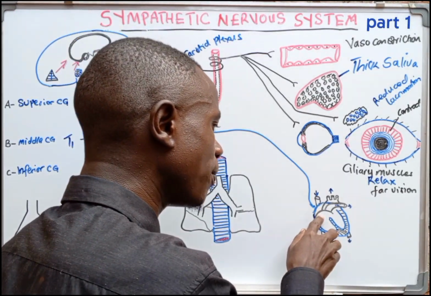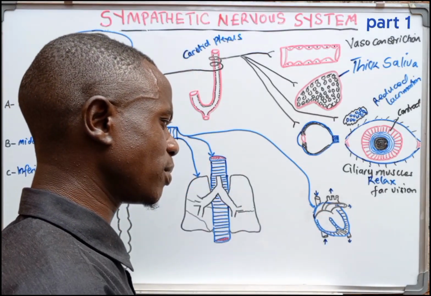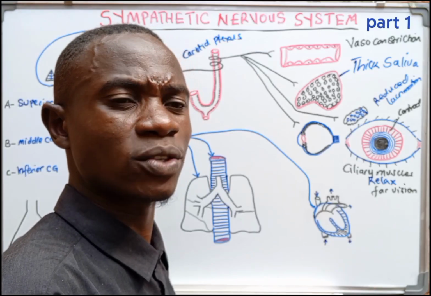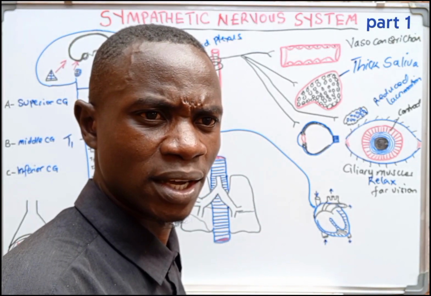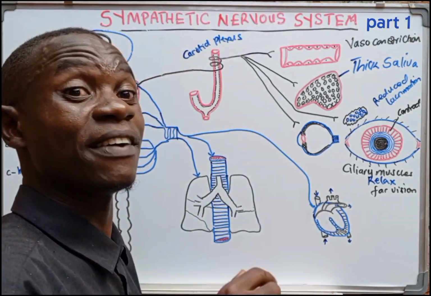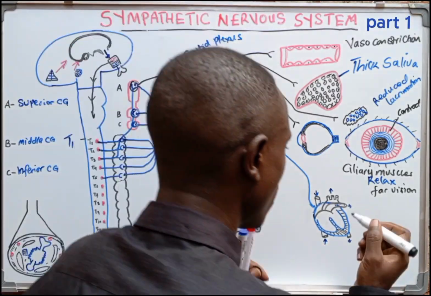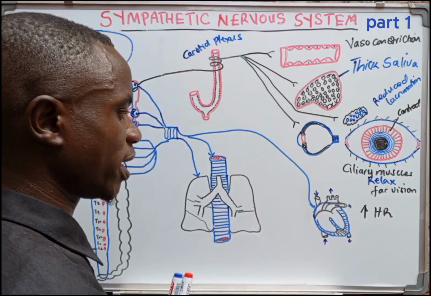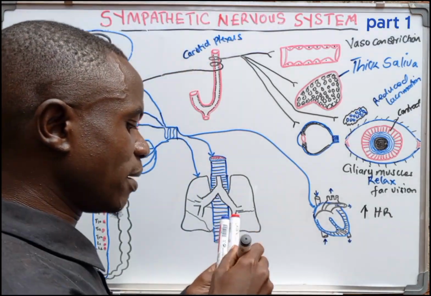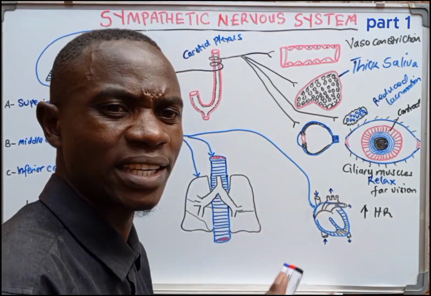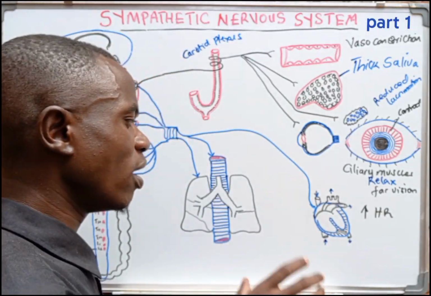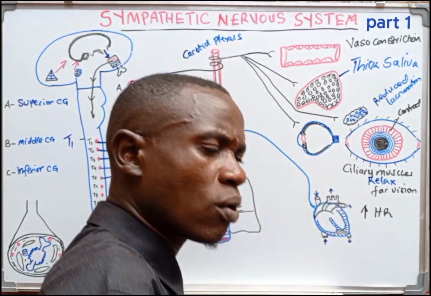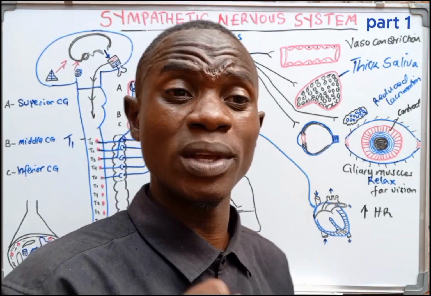Once the norepinephrine binds on beta-1 adrenergic receptors on the SA node, it increases the firing ability. It increases what we call the automaticity. In that way, we shall have an increased heart rate. And then we also have beta-1 adrenergic receptors in the myocardium. So if you stimulate this myocardium, the strength of the contraction is going to increase.